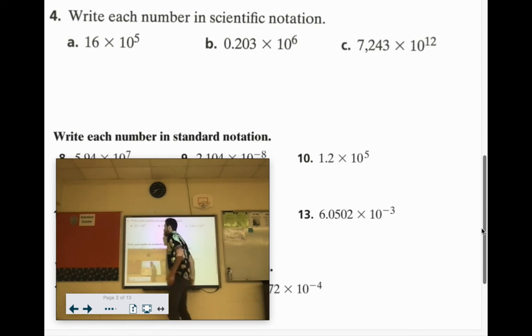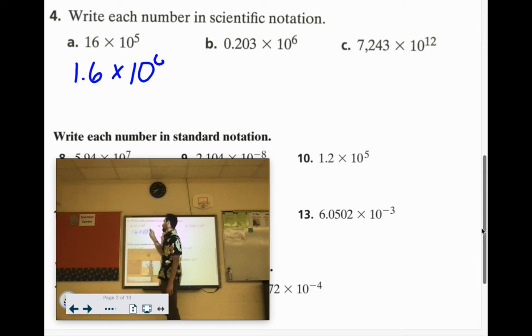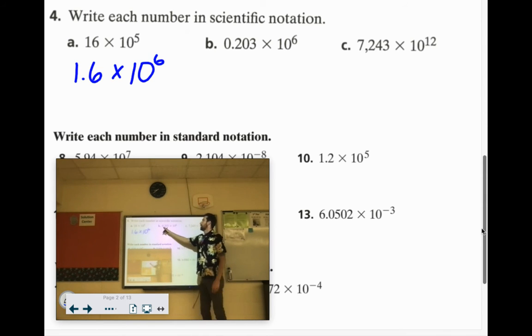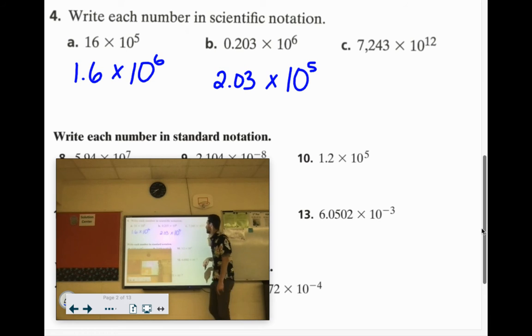16 times 10 to the 5th. We got to make 16 1.6. We made it smaller, so we have to make the exponent larger, 10 to the 6th. We have to make this 0.203 2.03. We had to make that larger, so let's make the exponent smaller, 10 to the 5th.